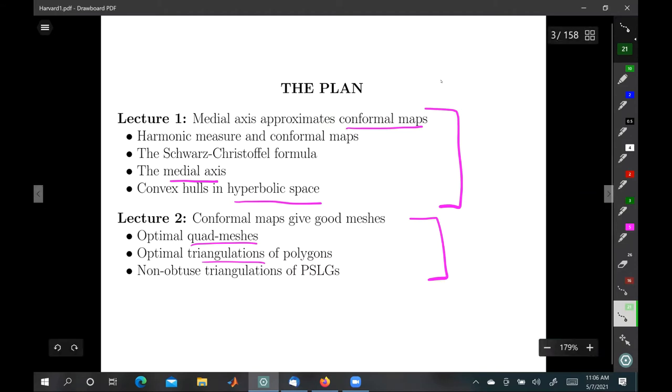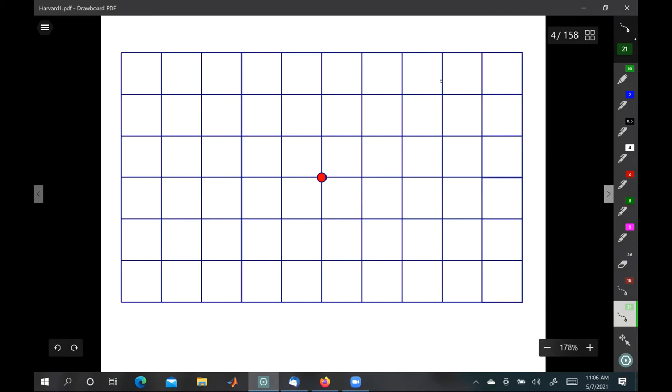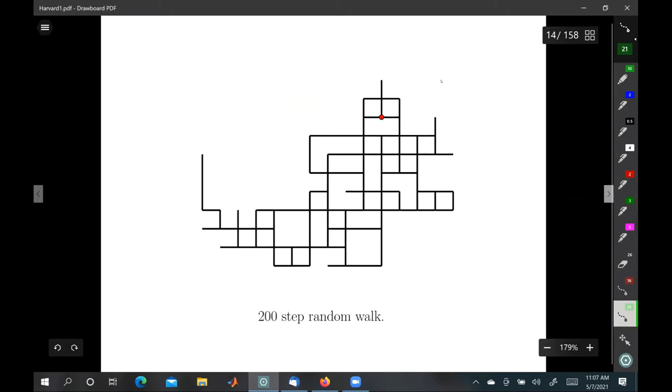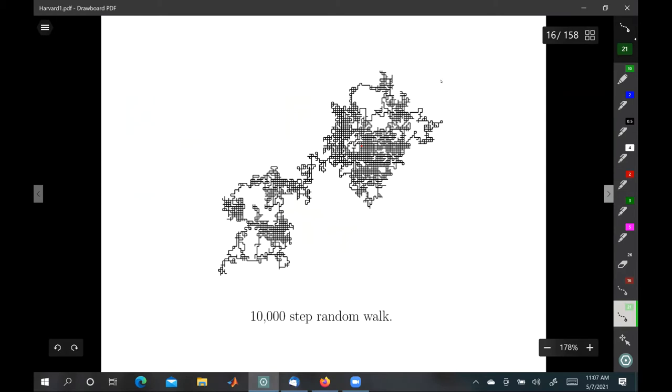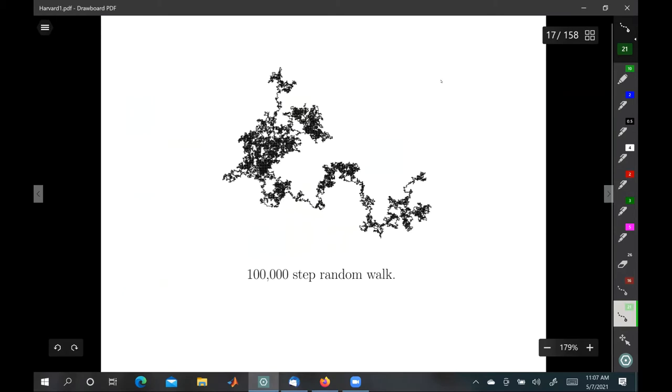There are a lot of applications of conformal maps, but my own favorite one has to do with random walks. If I think of a point on a grid, I can step up, down, left, or right at random, and I generate a random path by doing this. I'm allowed to repeat points where I've gone before. If I continue this for 100 steps, or 1,000, 10,000, 100,000, I get a more complicated picture. This converges to a Brownian motion, a continuous random walk.